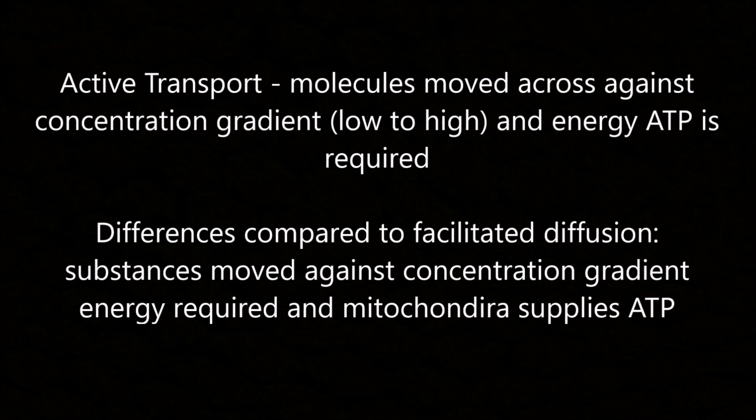Active transport is when molecules are moved against the concentration gradient, from low to high, and energy in the form of ATP is required. The difference compared to facilitated diffusion is that substances are moved against the concentration gradient and energy is required, and mitochondria supply the ATP.